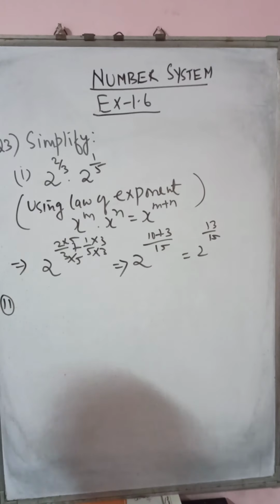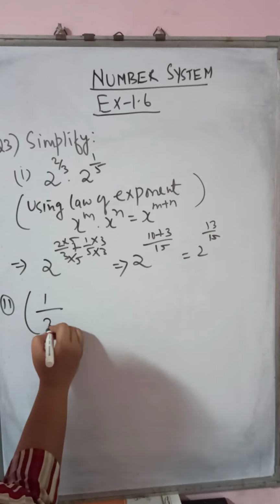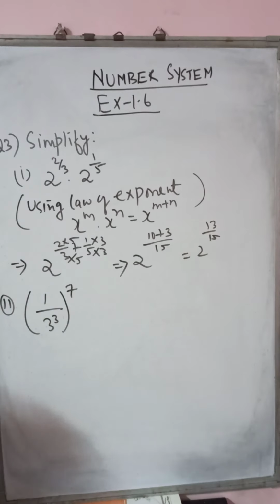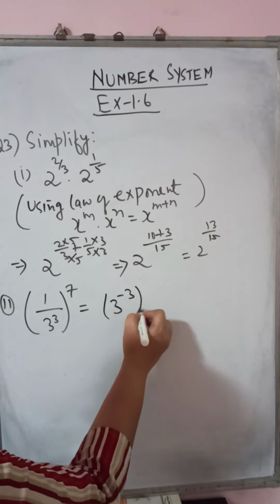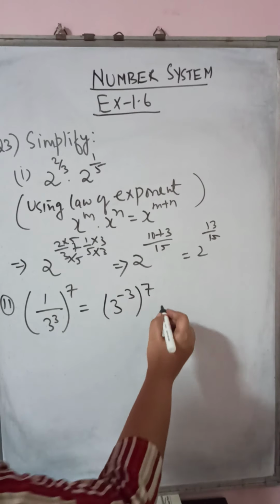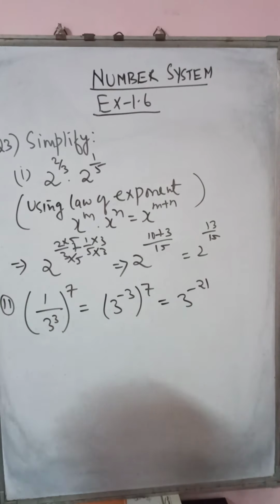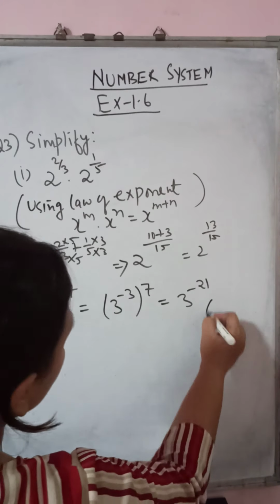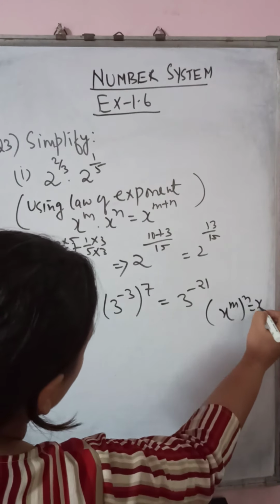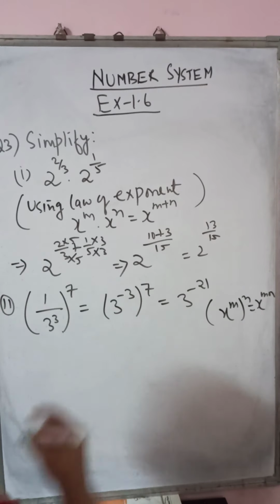Now second part, 1 by 3 cube raised to power 7. So how can you solve this? 1 by 3 cube. When 3 cube comes in the numerator, it becomes 3 raised to power minus 3, raised to power 7. So this becomes 3 raised to power minus 3 sevens are 21. Okay, so this is the answer. So when the denominator is written in the form of a power, when you bring it in the numerator, the power becomes negative. Here which rule are we using? x raised to power m, whole raised to n, is equal to x raised to power mn. So when there are two powers, they multiply.